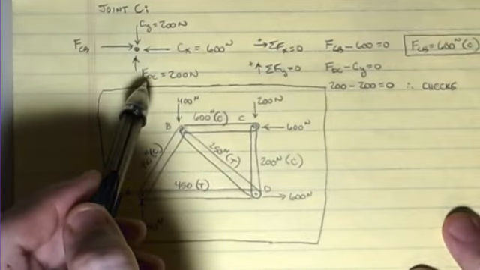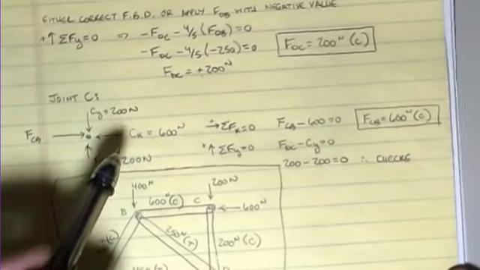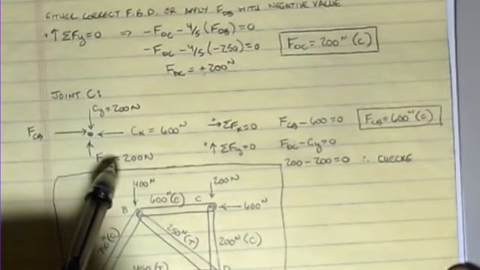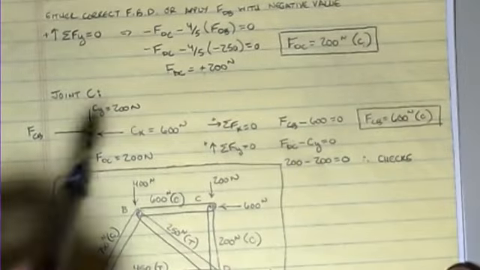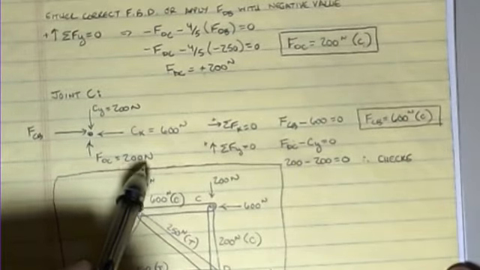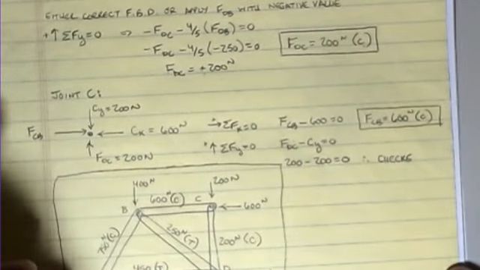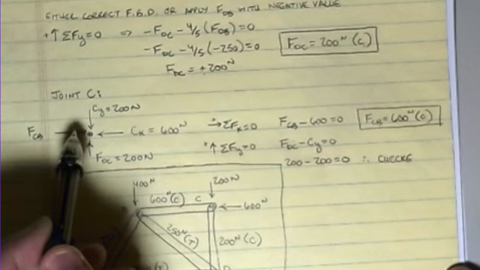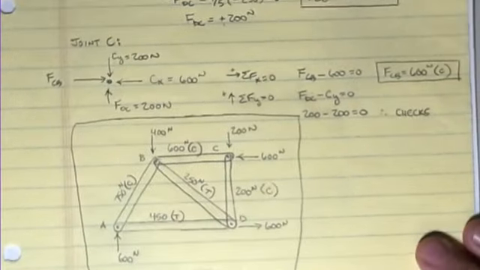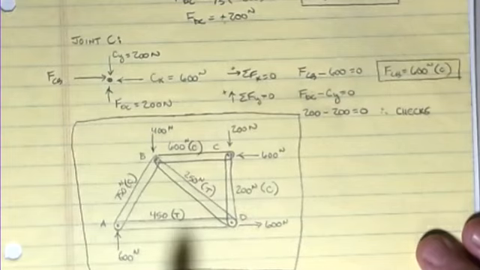Okay, and then FDC was the value that, if I pull this down a little bit, we said was 200 newtons in compression. So I have to draw it as compression, and it's 200 newtons. And then FCB in this case is acting to the right, and I can solve for everything else. All right, and so the final solution to this truss looks something like this.